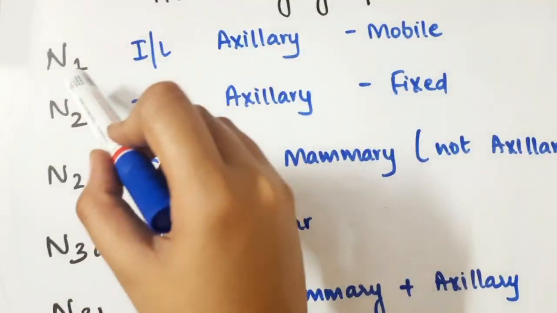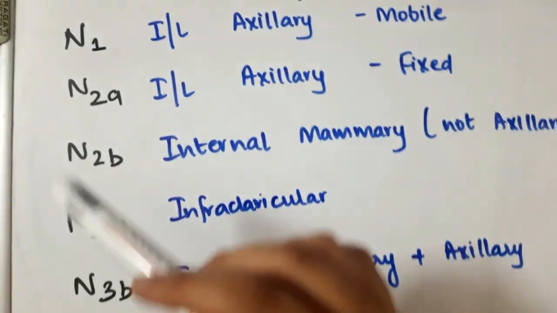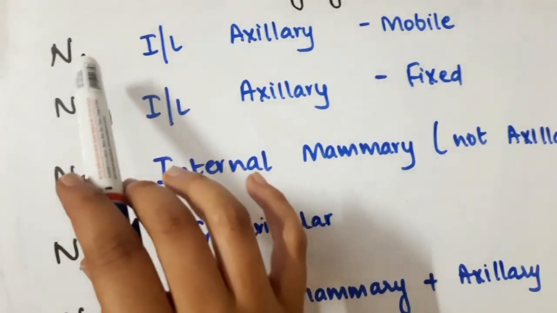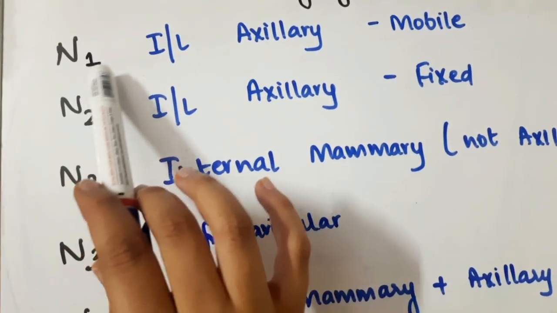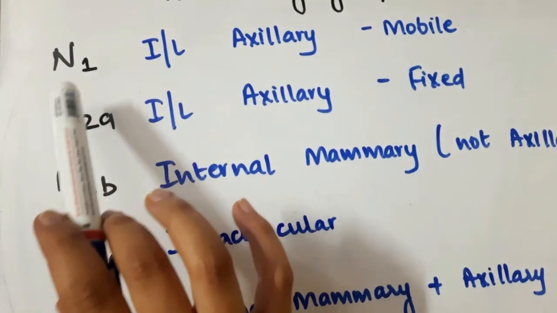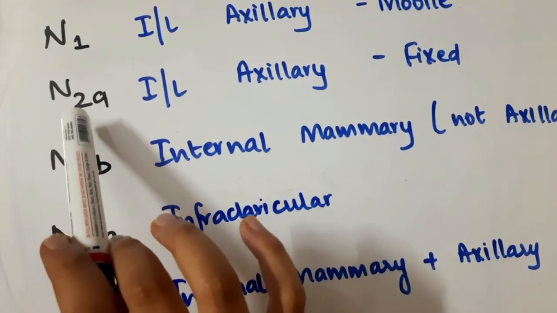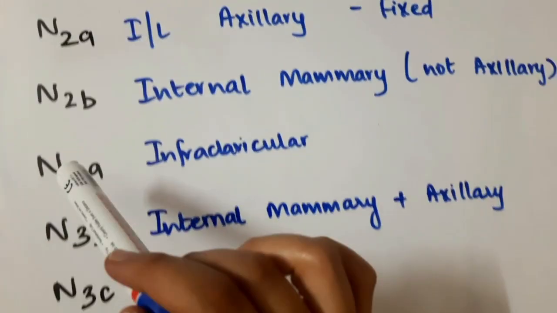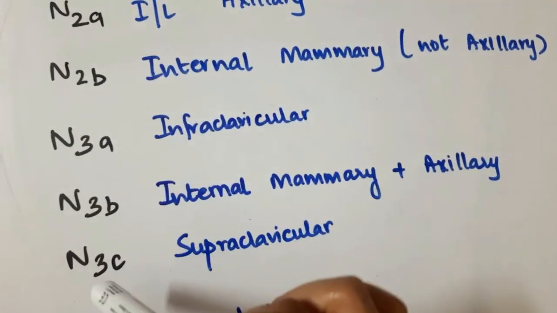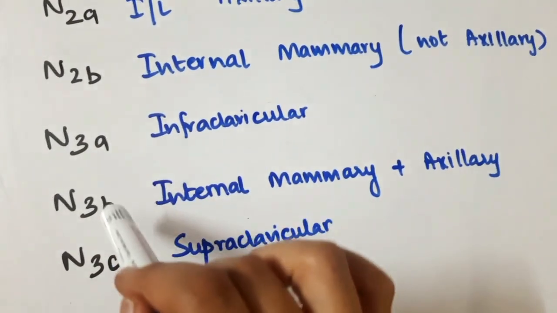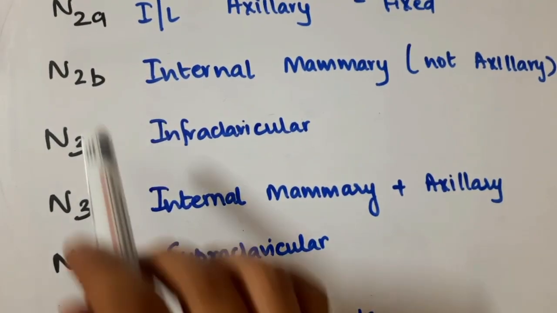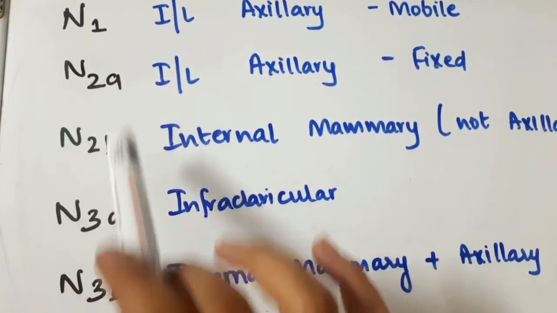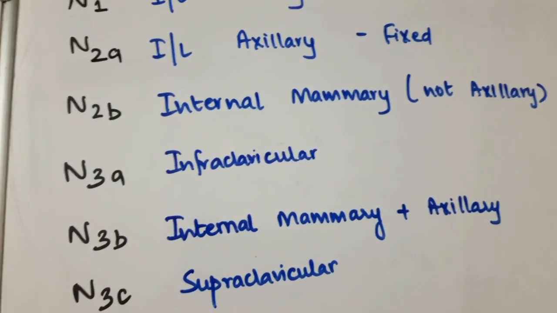Now for the N staging, first of all, if we get confused about how many N stages there are, you can remember it very easily. N1 is going to have only one, a single stage. N2 is going to have two stages, N2A and N2B. And N3 is going to have three stages, N3A, N3B, and N3C. So this can be very easily remembered. N1 has one stage, N2 has two stages, and N3 has three stages.